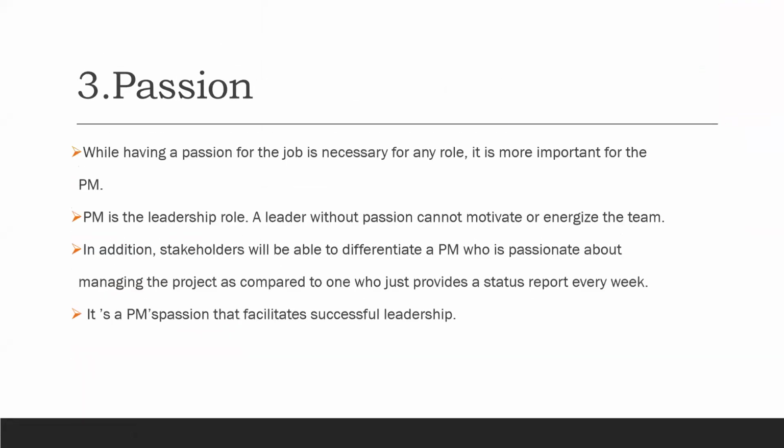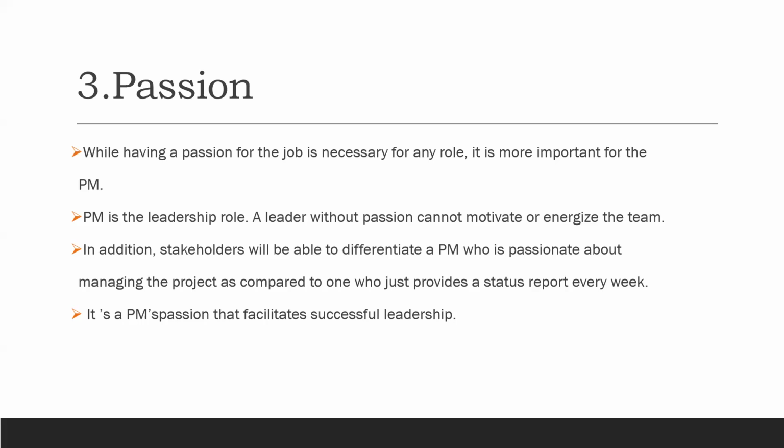It's passion. While having a passion for the job is necessary for any role, it's important for the project manager to have passion for what he's doing. Why are we saying that? Sometimes somebody is promoted into a position and not necessarily an individual that passed an interview. So once you promote that individual, they must still be passionate, because project management is a leadership role. A leader without passion cannot motivate people. They cannot energize the team. They can just not keep projects going.